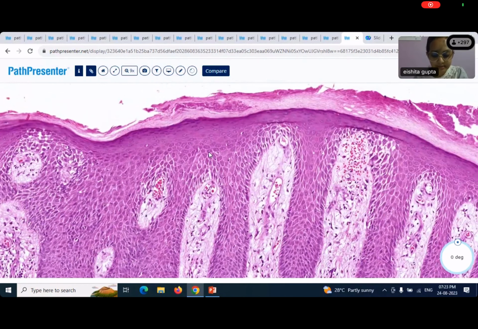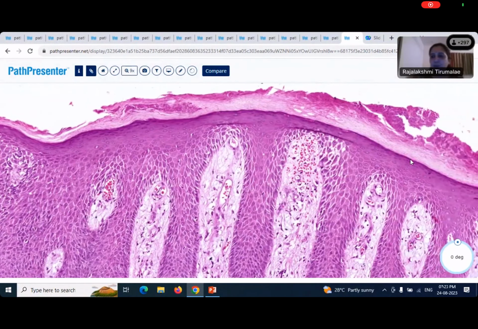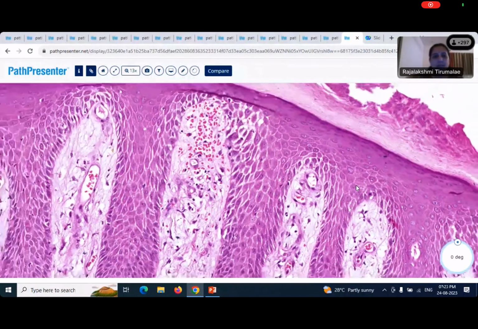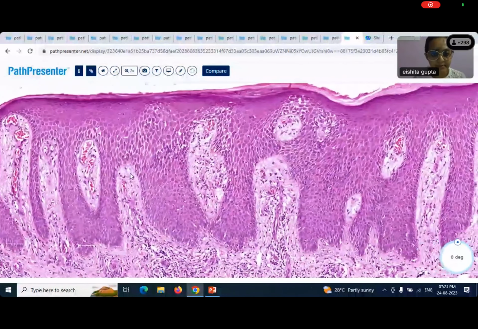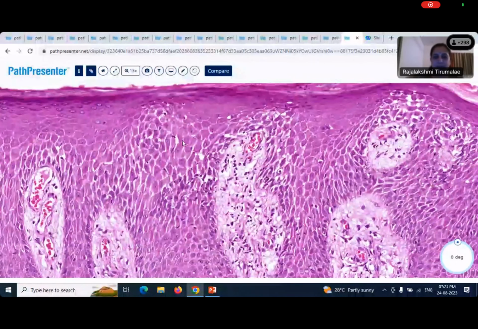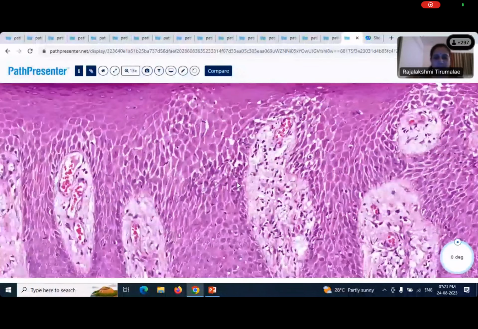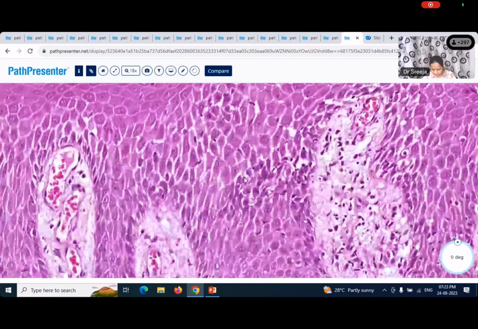Okay. So the granular layer normally is about 1 to 3 cells thick, right? So here, if you notice, you hardly see the granular layer, right? So it is not there. So it is a diminished granular layer. Okay. Then, is there anything else that you see in the epidermis? What are these areas? How would you describe this change?